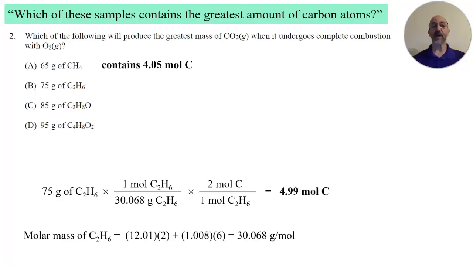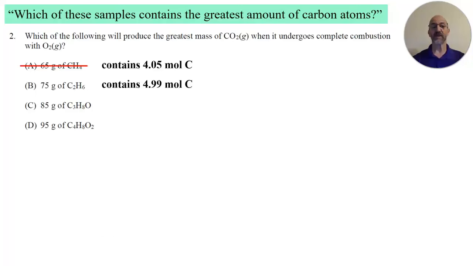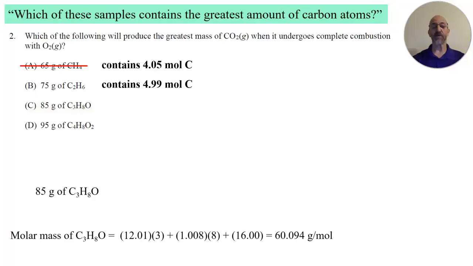Now, since I'm looking for the sample that contains the greatest amount of carbon atoms, I can eliminate choice A because 4.99 is greater than 4.05. Moving on to choice C, same process, grams to moles. So 85 grams of C3H8O. There's my calculated value for the molar mass of that substance. So 85 grams of C3H8O times 1 mole over 60.094 grams.